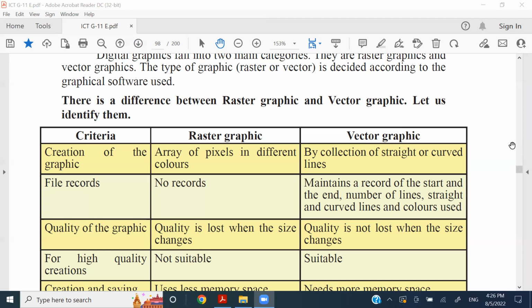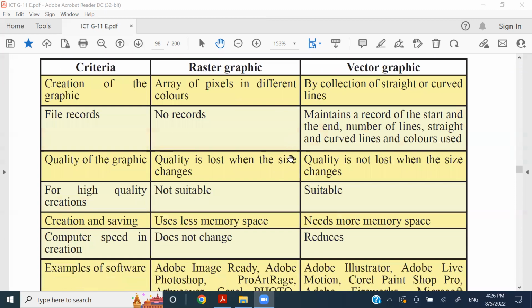So when it comes to the graphics, there are two types of graphics, called raster graphics and vector graphics, right? Raster and vector have significant differences between them. Raster graphics means arrays of pixels of different colors, right? So a raster graphic is actually the lower quality type of graphics. When it comes to vector graphics, we call it the high quality type of graphics, right?